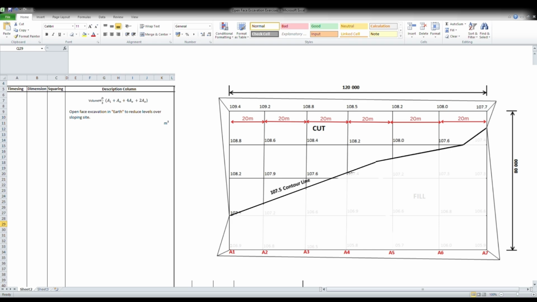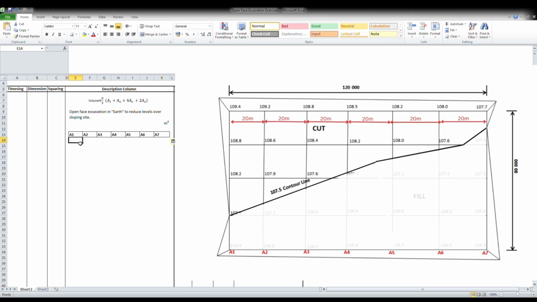The unit of measurement is cubic meters as indicated. So that means in our dimension column, we are going to have 3 dimensions. We're going to start off by working out the average depths at all the sections, that is A1 to A7. Let us draw this table up. Okay, so we have A1 to A7, and then we're going to start with the dimensions for A1.